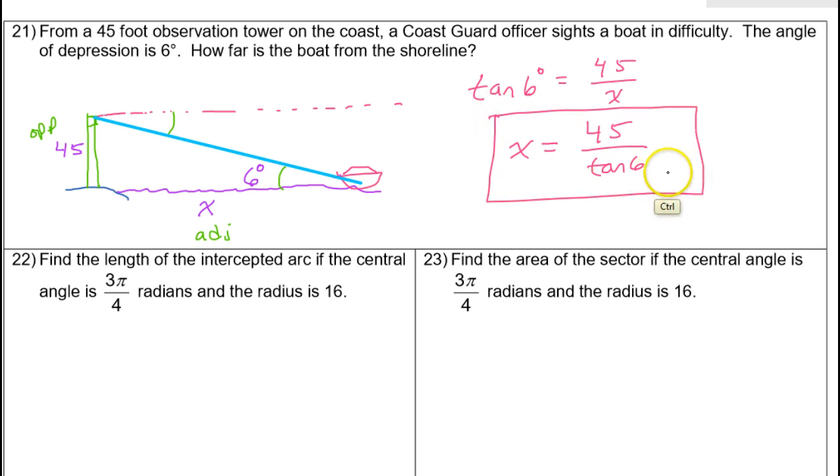Okay? If you were allowed to use a calculator, you could just type this in your calculator and get an answer. I'm just going to do that just for fun. So x is about 428.15 feet. But on the test, this is what I would have expected you to give me.